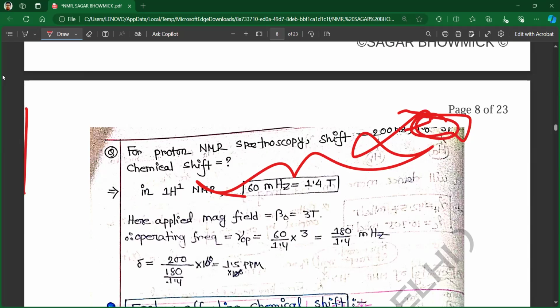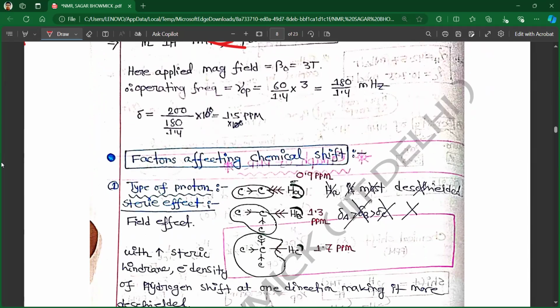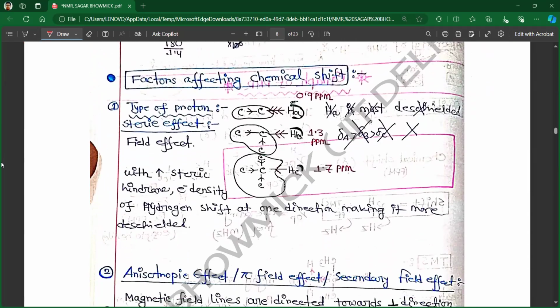Okay. Now, factors affecting chemical shift. What are the factors that affect chemical shift? First, type of proton, the steric effect, also called the field effect. 1 degree means this proton is connected to this carbon, and this carbon is connected to only one carbon. That's why it is 1 degree. If this carbon is connected to 2 carbons, this is 2 degree. If this carbon is connected to 3 carbons, that is 3 degree.